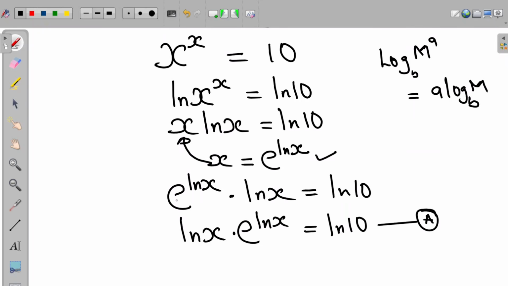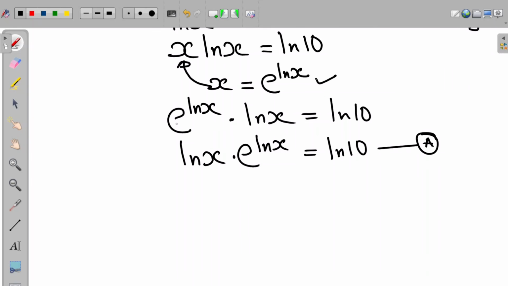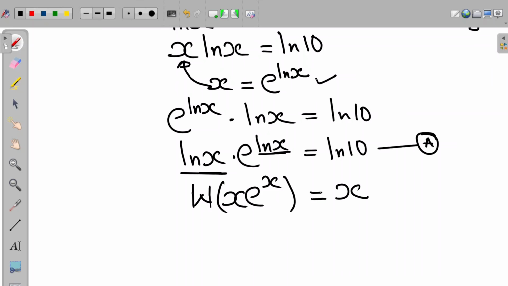Now, if you look closely at equation A, you will find that the coefficient of e, which is ln x, is equal to the index of e. And for us to be able to apply the Lambert W function, our equation must take this form, x multiplied by e raised to the power of x, so that when we now apply the Lambert W function, this is equal to x. So we can apply this knowledge in our equation here.